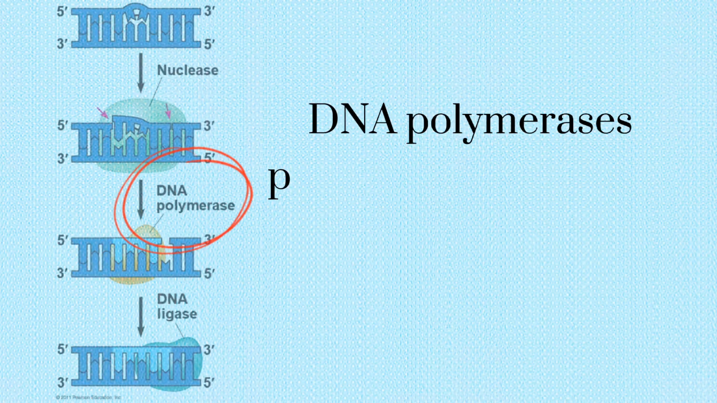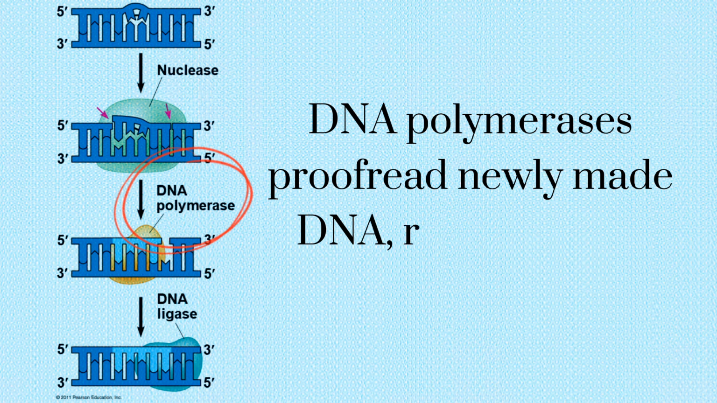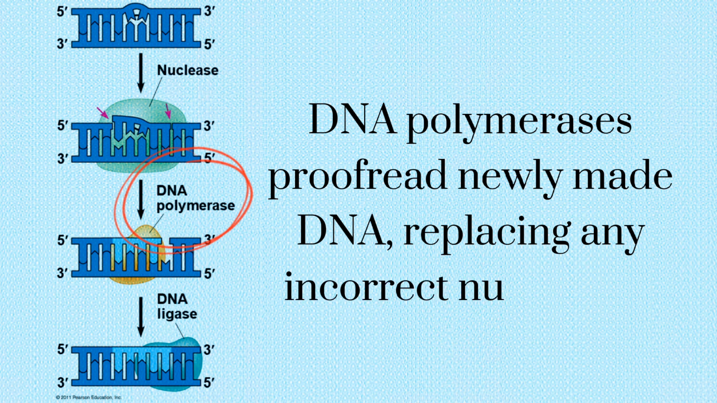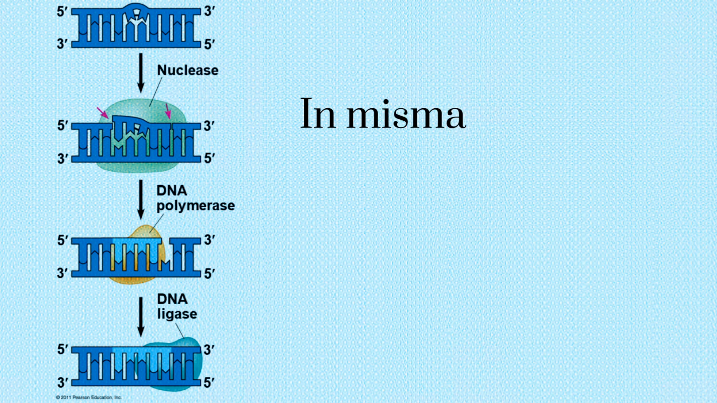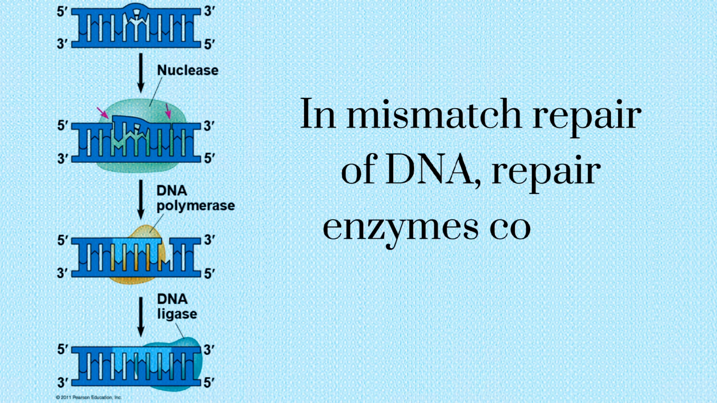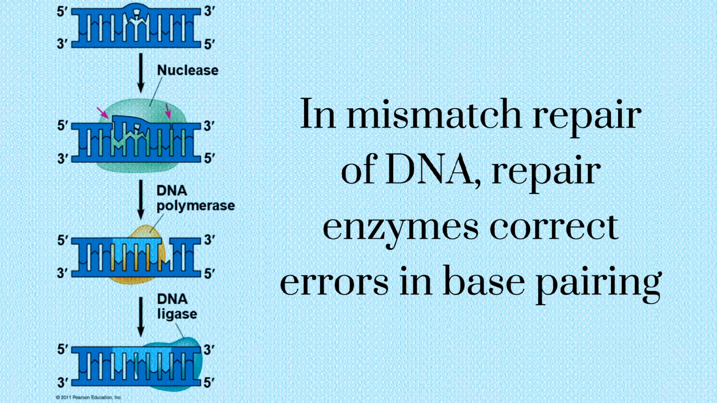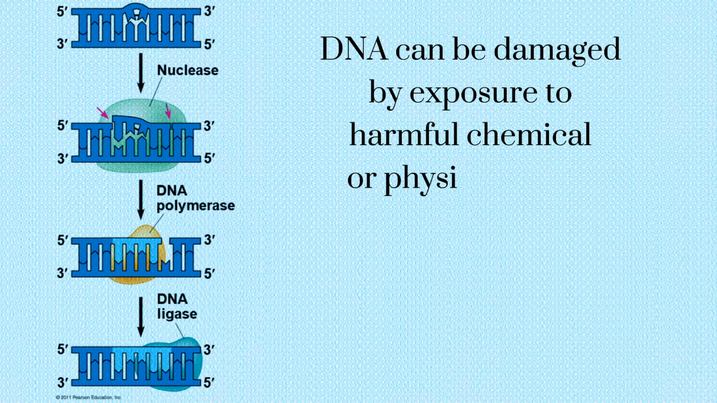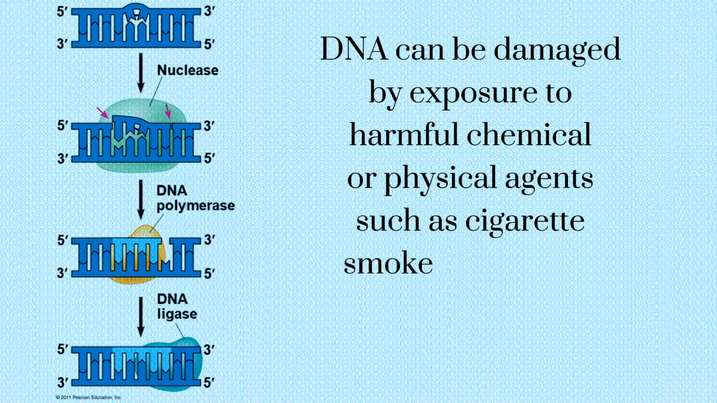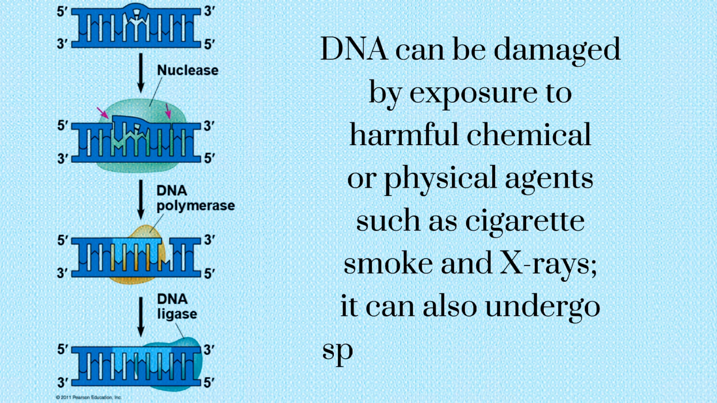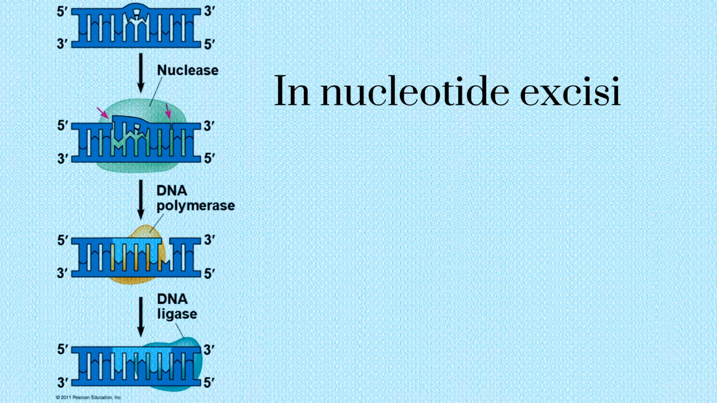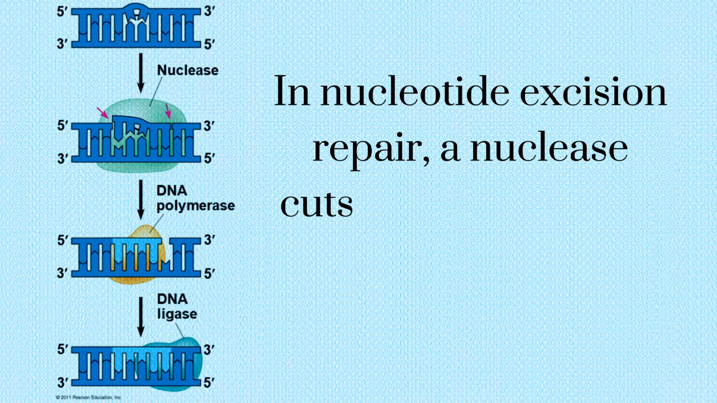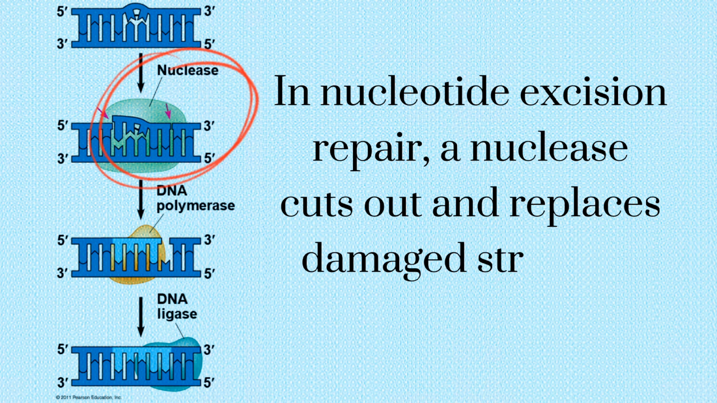DNA polymerases proofread newly made DNA, replacing any incorrect nucleotides. In mismatch repair of DNA, repair enzymes correct errors in base pairing. DNA can be damaged by exposure to harmful chemical or physical agents such as cigarette smoke and X-rays. It can also undergo spontaneous changes. In nucleotide excision repair, a nuclease cuts out and replaces damaged stretches of DNA.